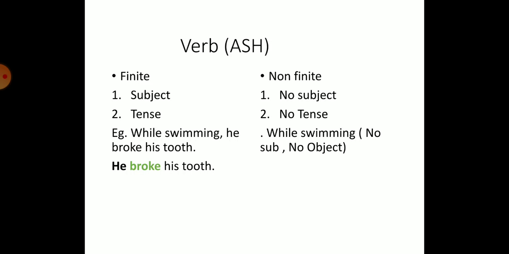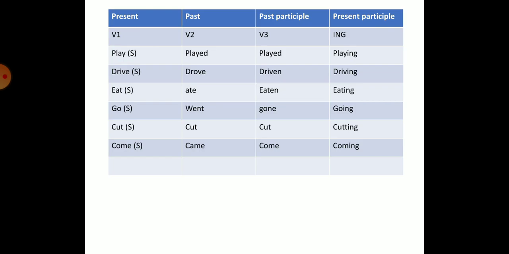Now that we all know the difference between finite and non-finite, let's take a look at the different verb forms, because these verb forms help us to make a sentence. For example, present, past, past participle, and present participle. Let's name them verb first form, verb second form, verb third form, and not verb fourth form but ing form.